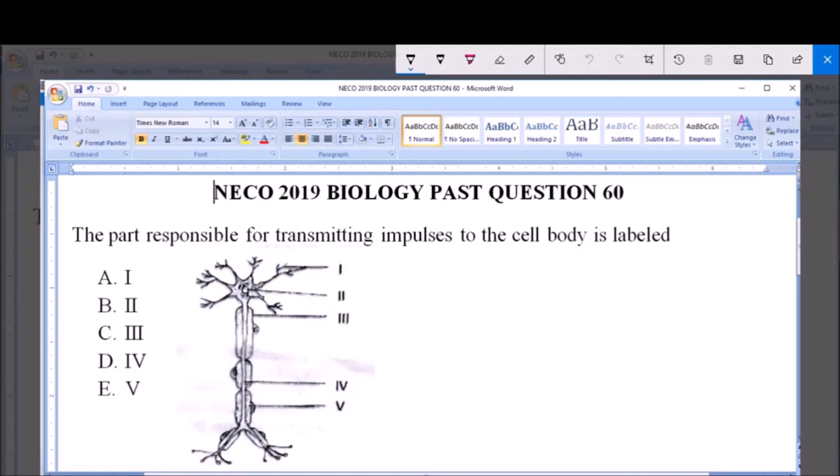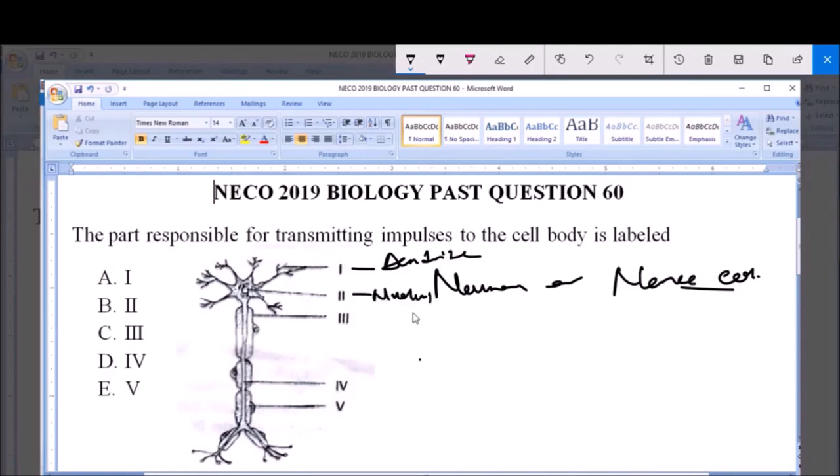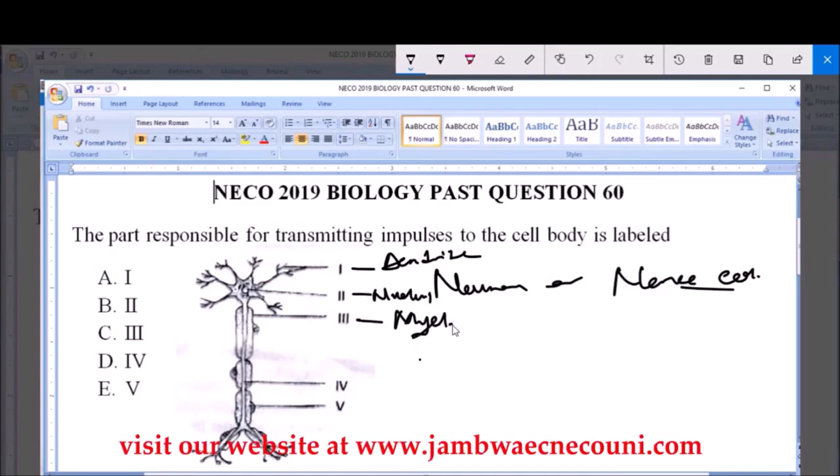The part responsible for transmitting impulses to the cell body is labeled A, I, B, II, C, III, D, IV, and E, V. Like we know, this diagram represents the diagram of a neuron or a nerve cell, and it has several parts. I here represents the dendrites. II here represents the nucleus. As you can see, the nucleus is present in the cell body. III here represents the myelin sheath. IV here represents the axon, and V here represents the Schwann cell.